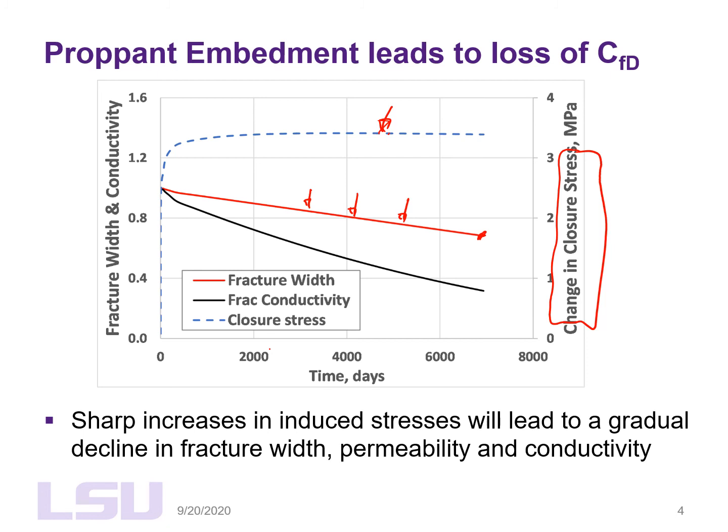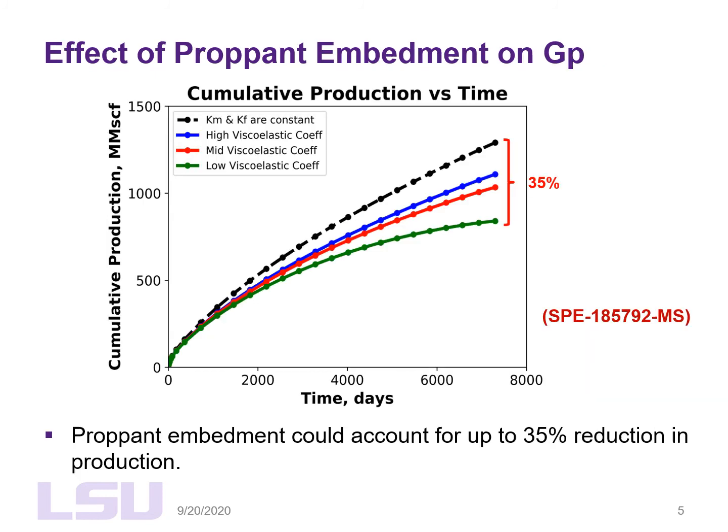Then conductivity drops faster, right? Because it's a product of KF and WF, both of which are reducing, right? And that drops to much less than 0.4. So a loss of more than 60% of the original fracture conductivity. And what does this cause? It causes a reduction in your cumulative production.